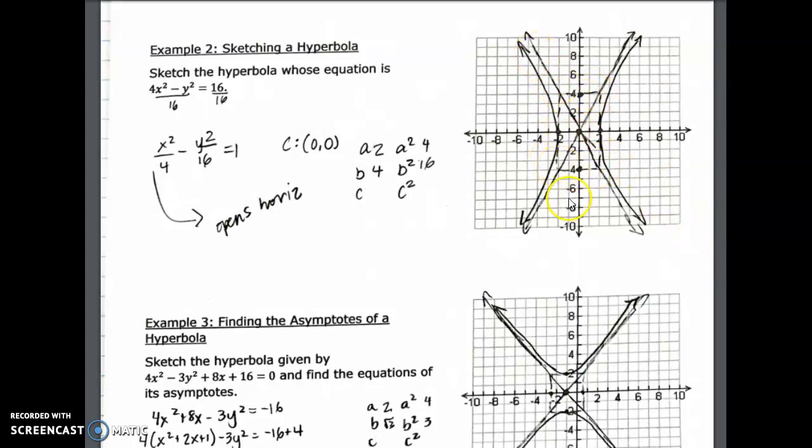So I can draw in my asymptotes, and because this is a horizontal opening hyperbola, I'm going to draw my hyperbola on the left and the right. So these are my vertices, and these points up and down here are my co-vertices. So they're not actually part of my hyperbola.